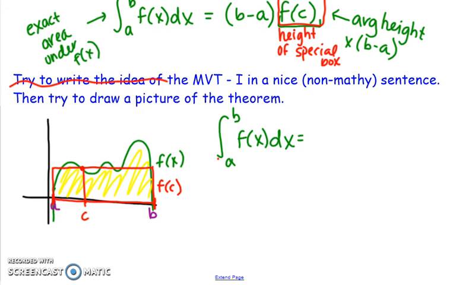So this is going to be equal to b minus a times whatever the height of that box is. Area of a rectangle, the base times the height. So there's our f of c, or our special height that's coming into play. You might remember these pictures from when we first learned the MVT.